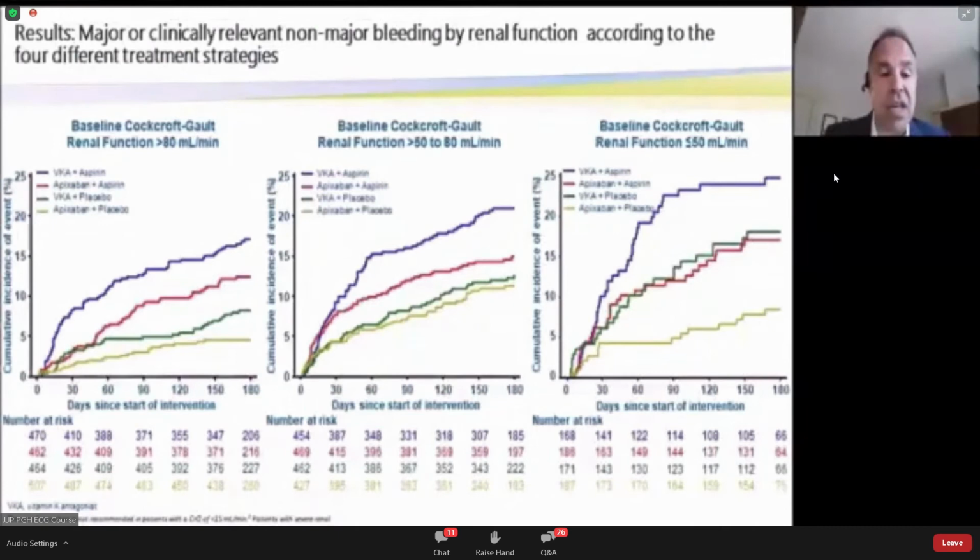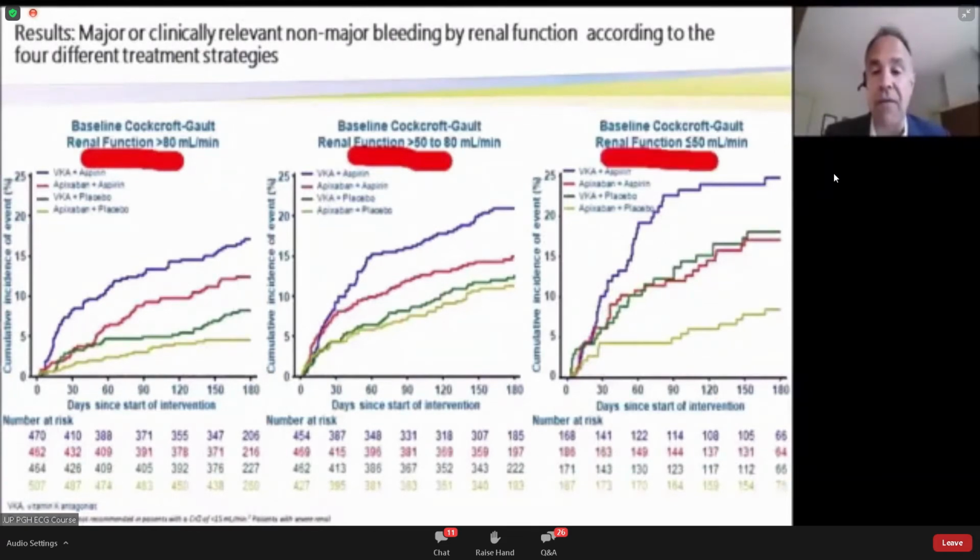And this is another way of looking at this important subgroup of individuals. On the far left here, we have those with relatively preserved renal function based on the Cockcroft-Gault estimation of creatinine clearance, greater than 80. In the middle panel, we've got an intermediate group, greater than 50 up to 80. And then in the far right, we have those whose creatinine clearance is estimated below 50 milliliters per minute.